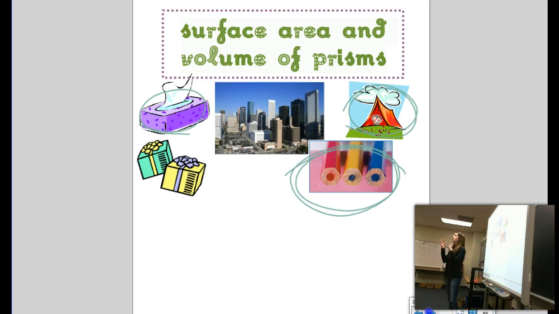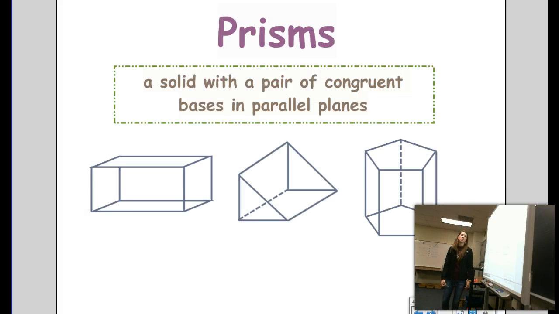Usually when you build a building, the top and the bottom are the same shape, and then you connect those. It might be a trapezoidal prism or a rectangular prism, but usually the top and bottom are parallel and they're the same shape. So by definition, a prism is a solid with a pair of congruent bases in parallel planes. That just means that the top and the bottom, if it is sitting on its base, are parallel. And they're congruent. Because if they're not congruent, it's going to go diagonally up here and it won't technically be a prism.